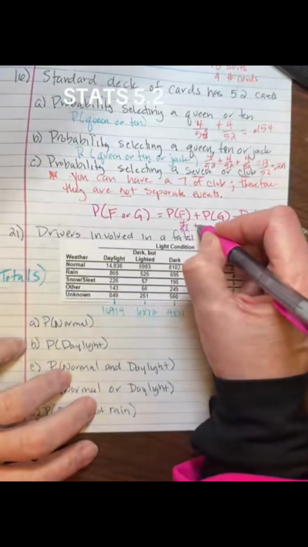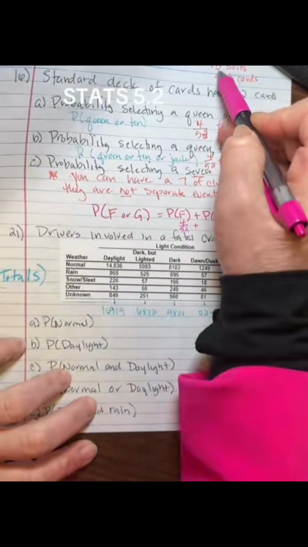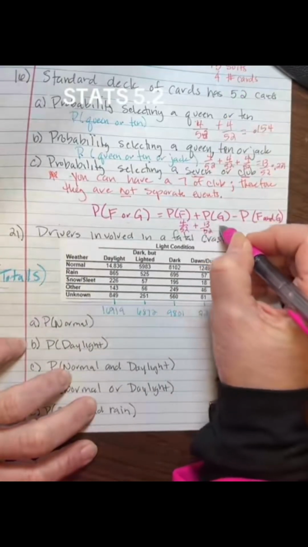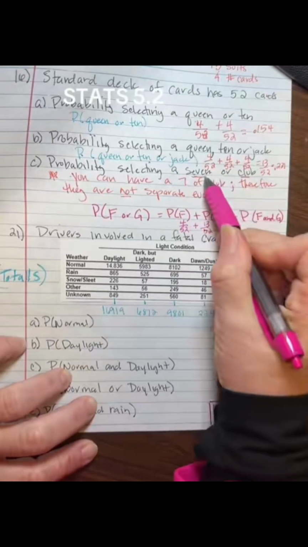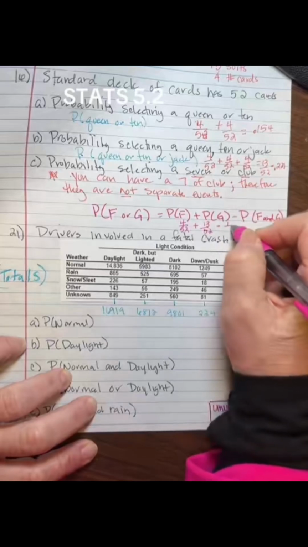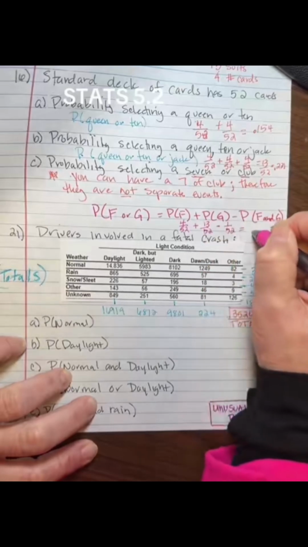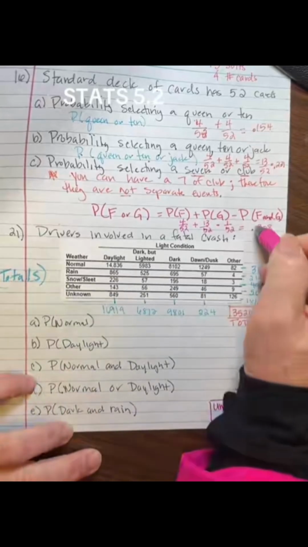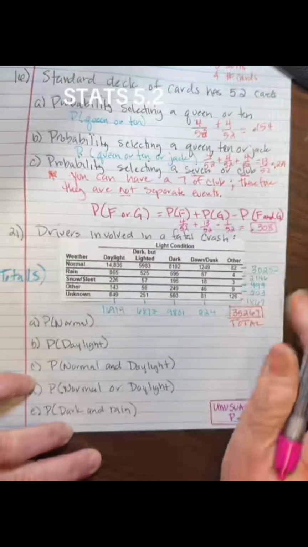Plus the probability of getting a club, which is 13. Minus the probability of getting a 7 of a club, which is 1. And if you put all that in the calculator, you're going to get 0.308. So just make sure if it's not separate events, you have to use this formula.